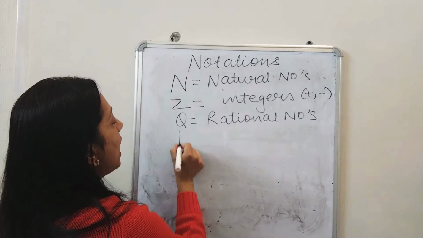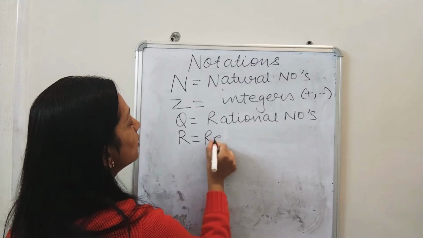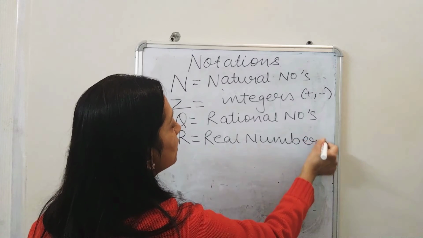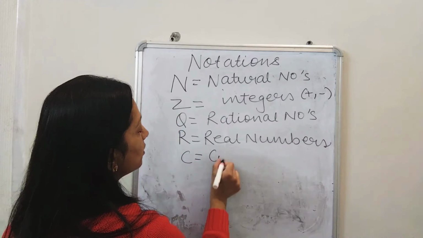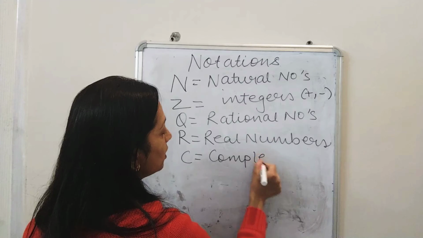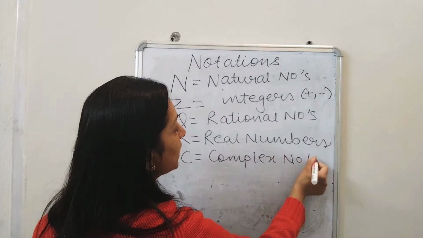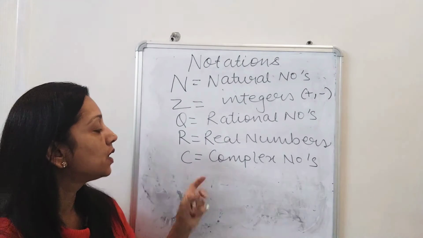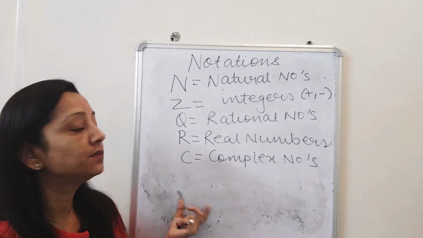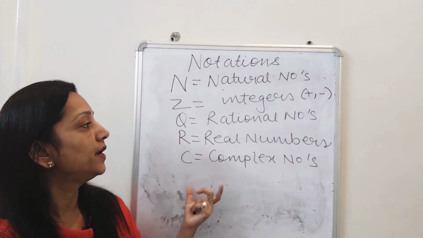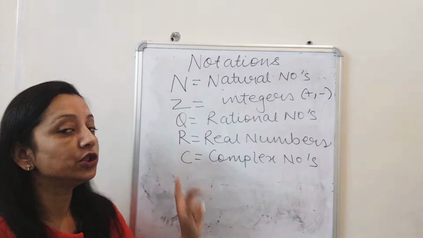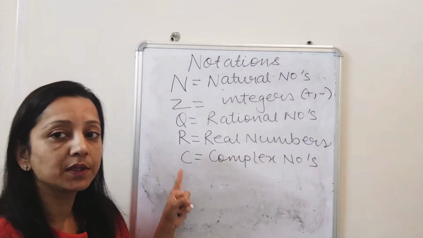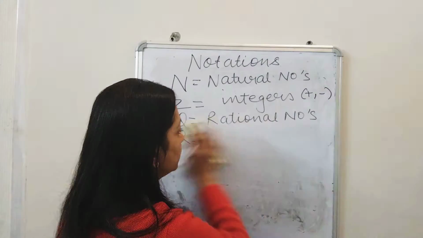Then R denotes real numbers. C denotes complex numbers. So these are the notations that we will be using throughout in discrete mathematics. So you must know these notations in advance, because wherever you study discrete mathematics, these notations are used for natural numbers, integers, rational numbers, real numbers and complex numbers.